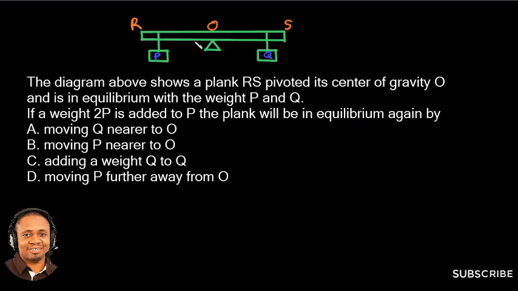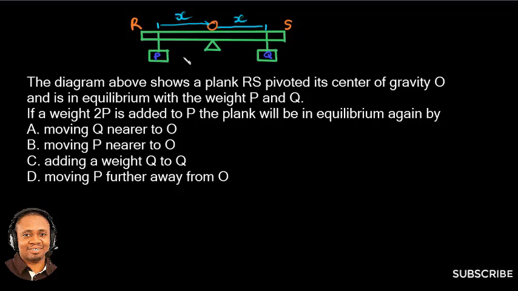We were told at the initial stage, this is where the plank was at equilibrium. Looking very closely at this diagram, it seems like the distance of the weight P from the pivot is the same as the distance of Q away from the pivot. That is what it seems.